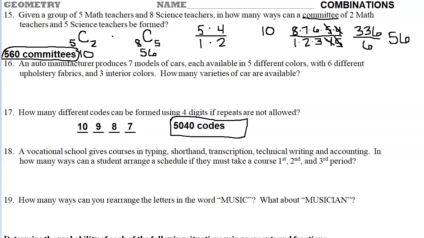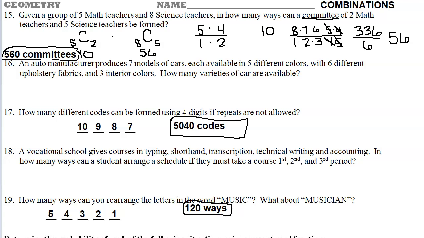All right, number 19. In how many ways can you rearrange the letters in the word music, and what about musician? This is another example of a permutation because the numbers in the blanks keep going down by 1 every time. As soon as you have chosen a letter, you cannot use that letter again, so the number keeps going down. Okay, 5 times 4 times 3 times 2 times 1. So the number of ways that you can rearrange the letters in the word music is 120.